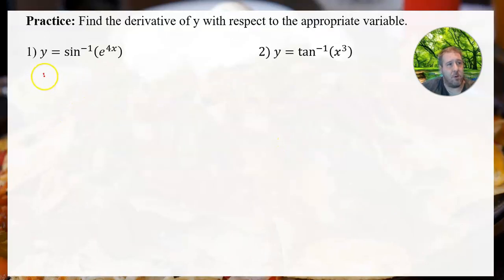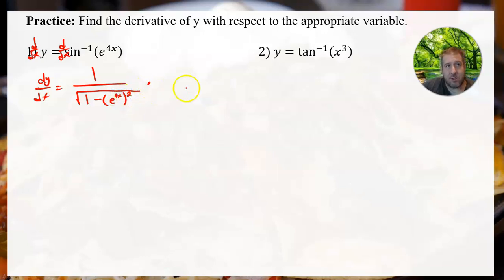Here are 2 practice problems. So dy/dx is 1 over, remember, we're finding the derivative of both sides. Derivative of y is dy/dx. The derivative of this is 1 over square root of 1 minus the argument squared times the derivative of the argument. Okay, chain rule involved here. So the derivative of e to the x is always itself times the derivative of the chain again. It's a triple chain here. Times 4 again.